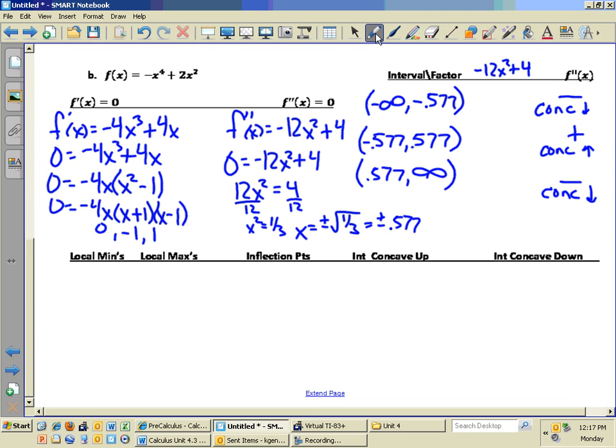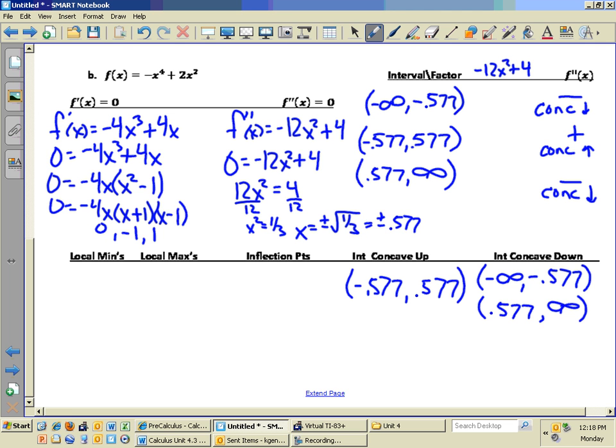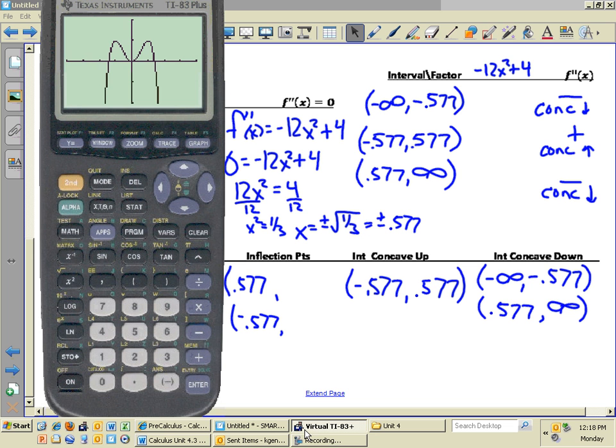Intervals where it's concave down is going to be negative infinity to negative 0.577 and positive 0.577 to positive infinity. Intervals where it's concave up is simply from negative 0.577 to positive 0.577. What are my inflection points? Yep, so we'll plug those into my function.